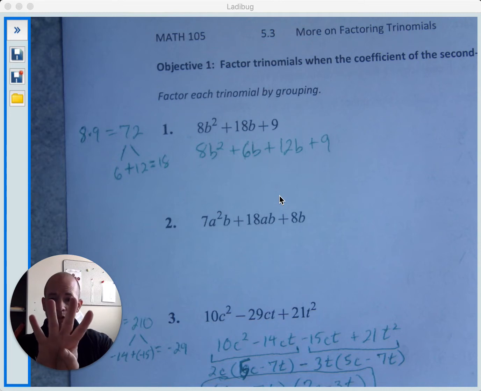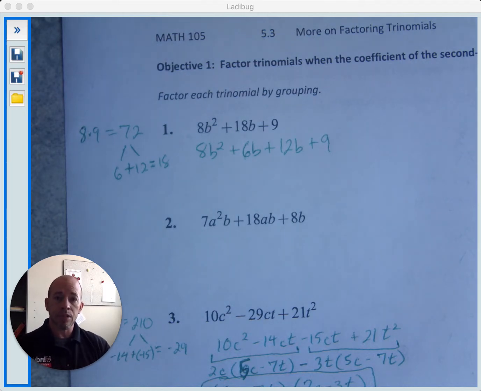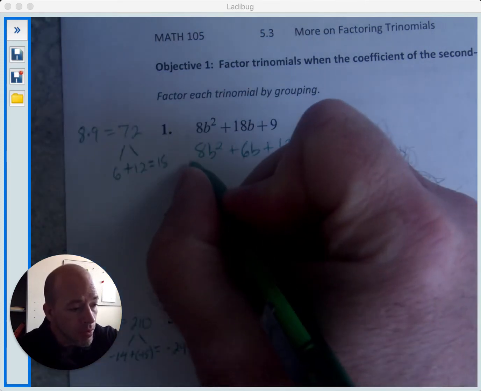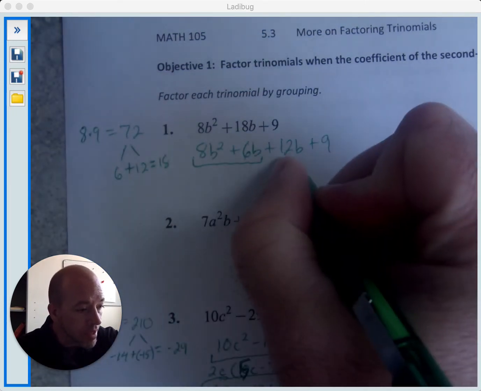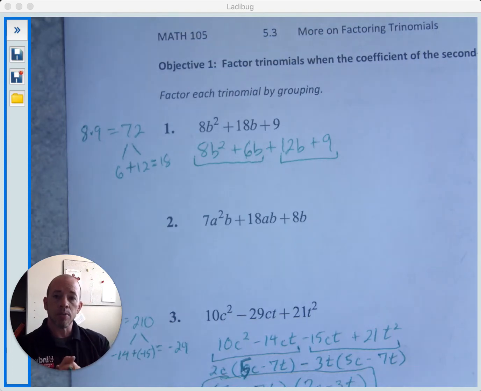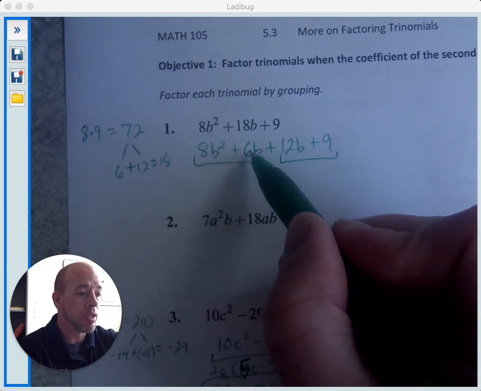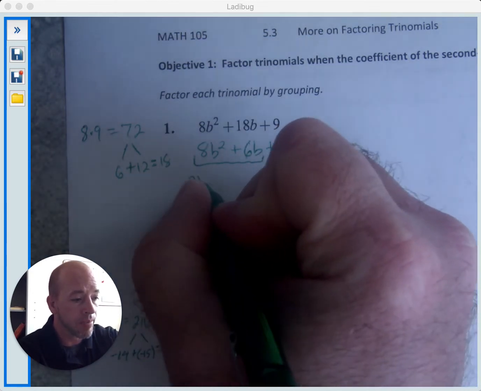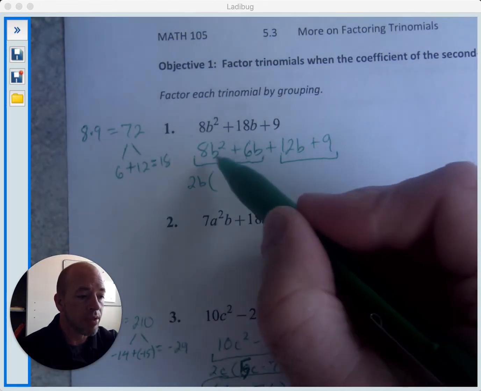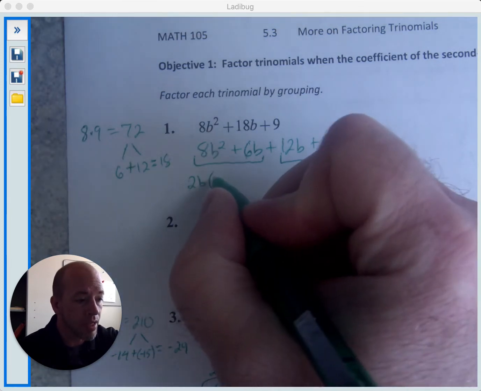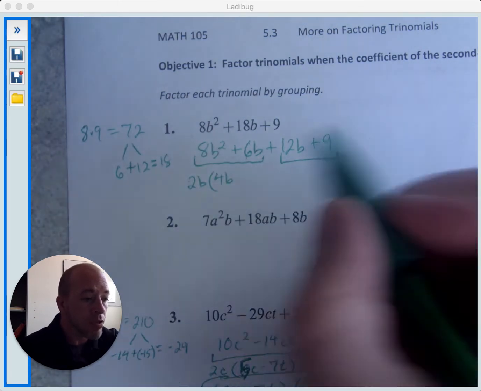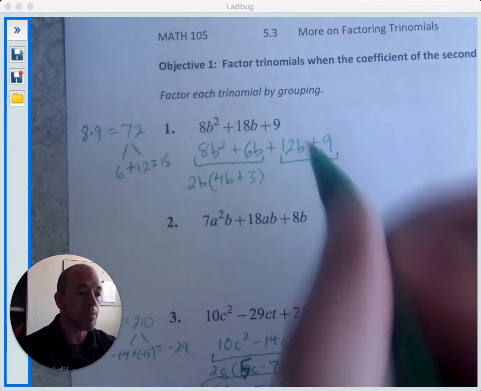And if you remember what we did in section 5.1, if we had 4 terms, we factored by grouping. So let's try that. When we factor by grouping, we take the first 2 and the second 2 and factor something out of each of those pairs. So 8b squared and 6b, 2 can come out of there, and a b. And what we're left with here, let's see, 2 goes into 8 4 times, so we have 4b here. And 2b times 3 is 6b.